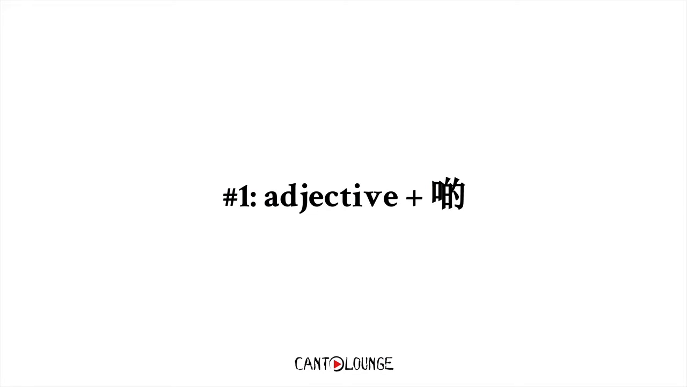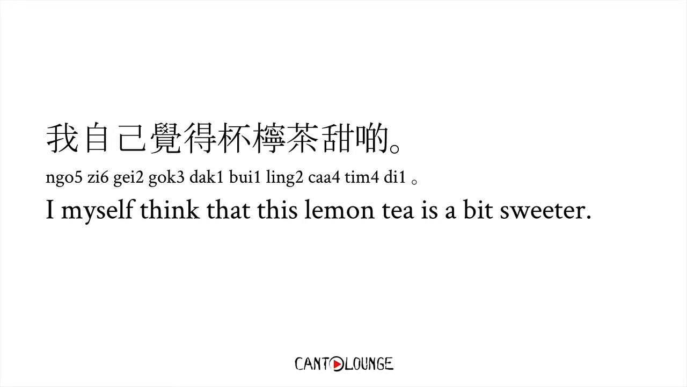So pattern number one, we have adjective plus 啲. So this pattern means a bit more of that adjective. Okay. So for example, in this example, 甜啲. So that would translate to a bit sweeter, right? So the full sentence reads, 我自己覺得杯檸茶甜啲. I myself think that this cup of lemon tea is a bit sweeter. So it might be in comparison to something else, right? It could be another drink that someone else previously drank. Okay, fairly straightforward, I think.